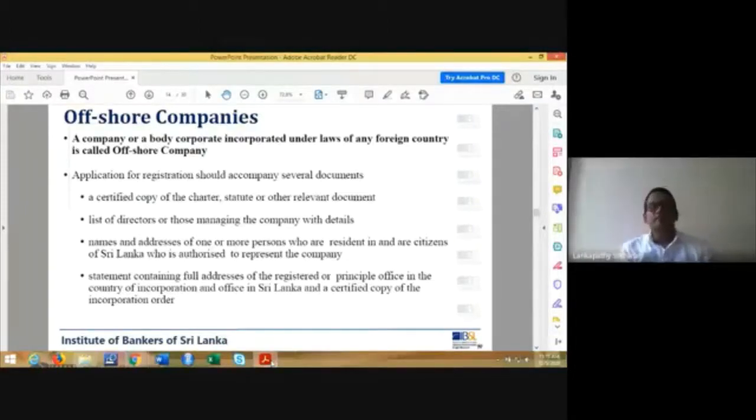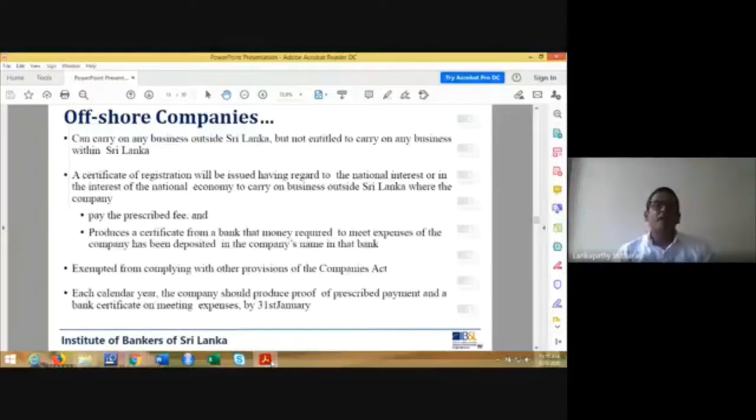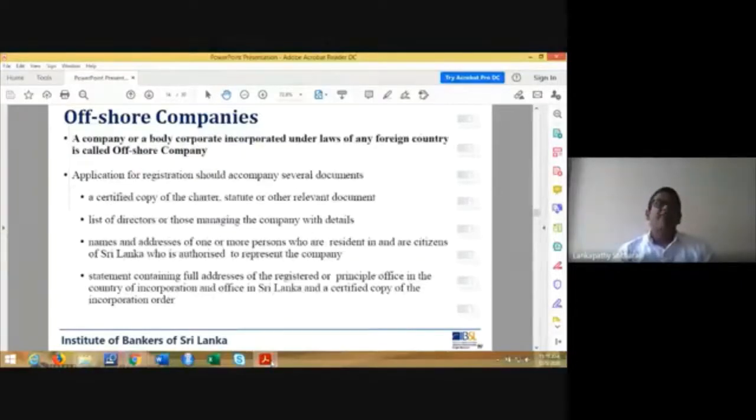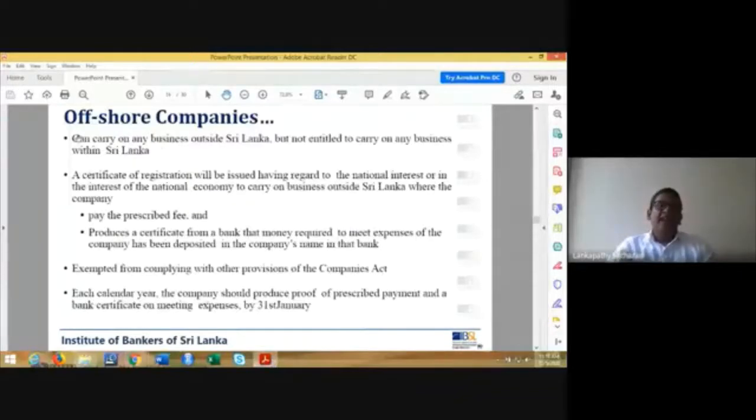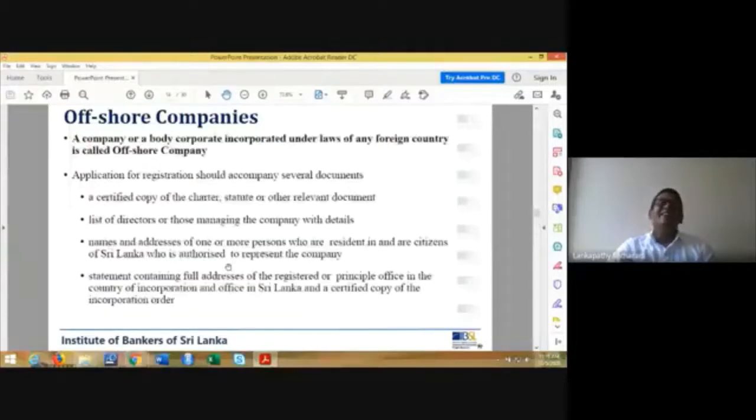So those things they have to give to the registrar of companies when they are applying for incorporation as an offshore company. And the other one is, it can carry on any business outside Sri Lanka but is not entitled to carry on any business within Sri Lanka. This is the main and most important condition.